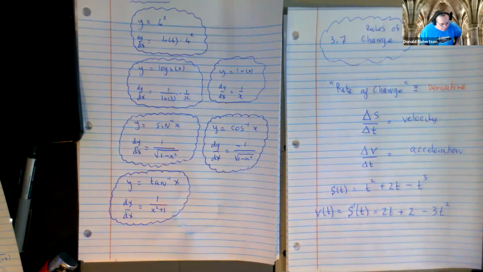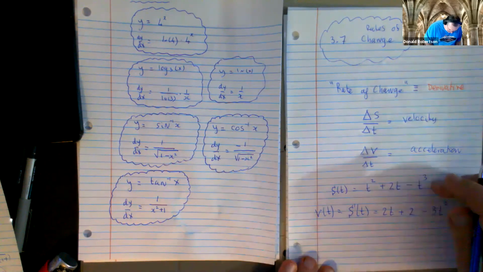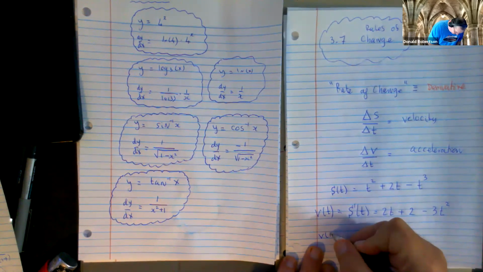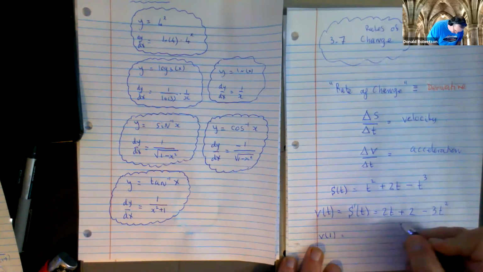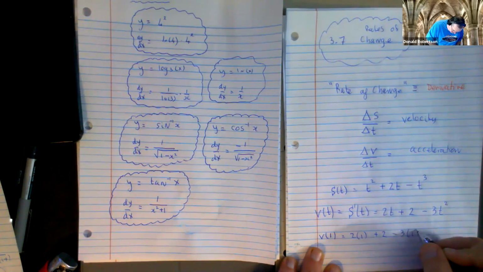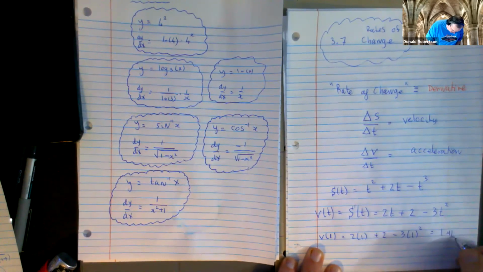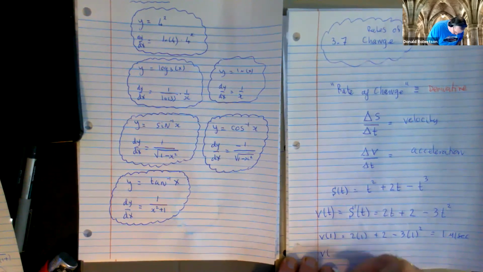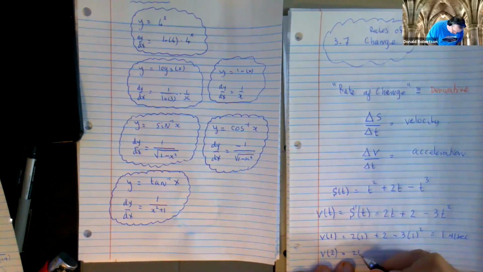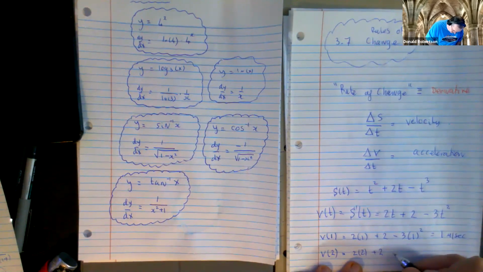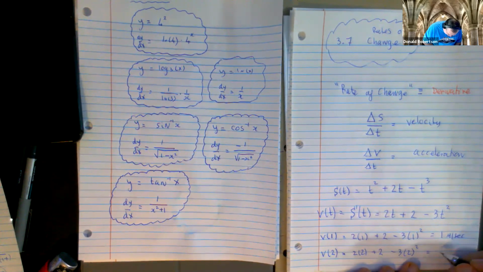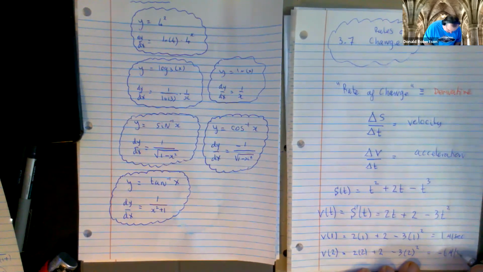And if I wanted to know what the velocity of this moving object was at any given time, let's suppose I'd like to know what its velocity was at the 1 second mark, it would just be 2 lots of 1 plus a 2, take away 3 lots of 1 squared, and the answer would be 1 meter per second. And of course, if I wanted to know what its velocity was at the 2 second mark, it'd be 2 times 2 plus 2, take away 3 lots of 2 squared, which I believe is -6 meters per second.